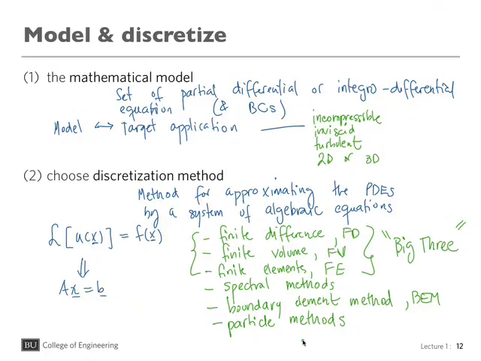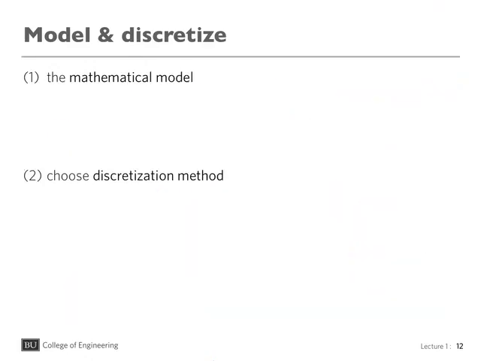So the discretization method, really, this is the major process of CFD, right? The major aspect of CFD is the discretization. And let me just say, there are two major aspects of this.